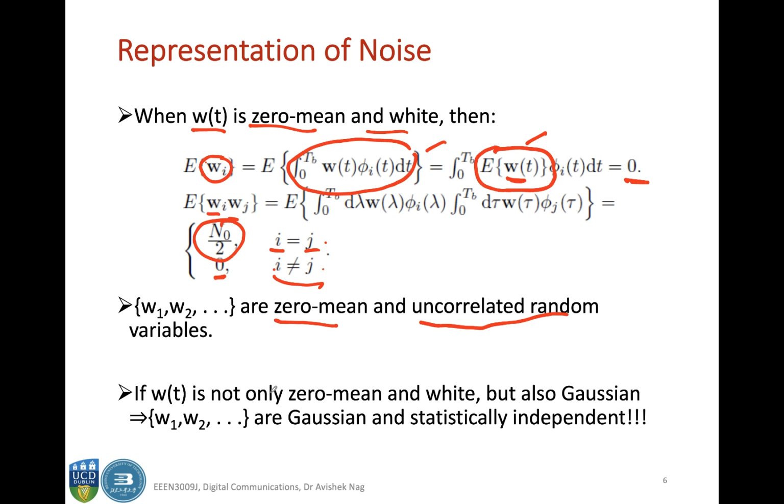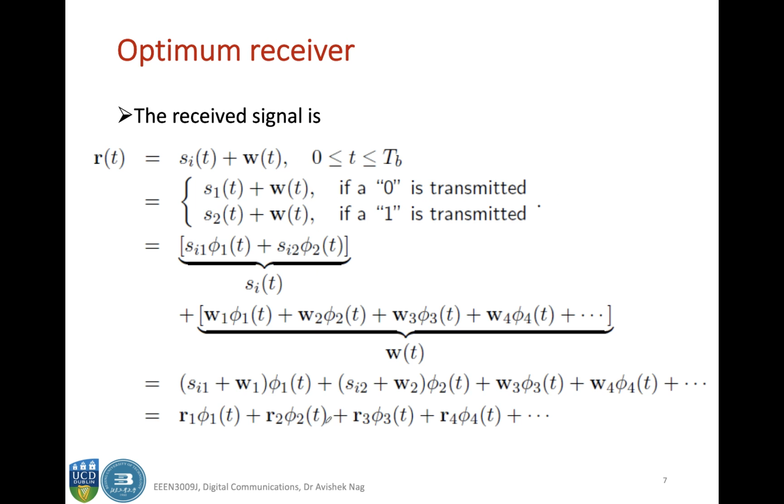So if w(t) is not only zero mean and white but also Gaussian, then these coefficients w1, w2, etc., are also Gaussian random variables, and they are statistically independent. So we will use these properties while analyzing our signals in digital communication in the presence of noise.